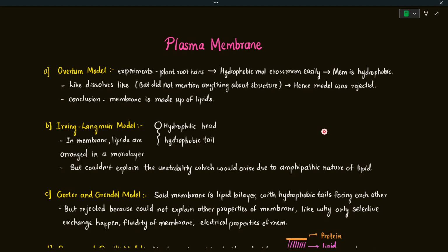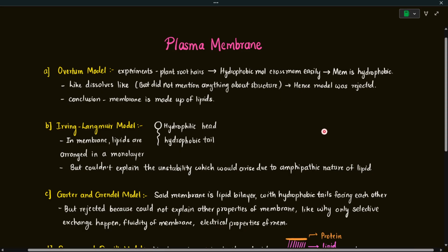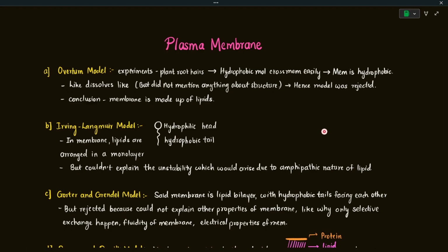So we were learning about cell biology in which we discussed the cytoskeleton. We discussed actin filaments, which are also known as microfilaments, intermediate filaments, as well as microtubules in detail. Today we are going to discuss the plasma membrane. We will be discussing the plasma membrane in 2 to 3 lectures.